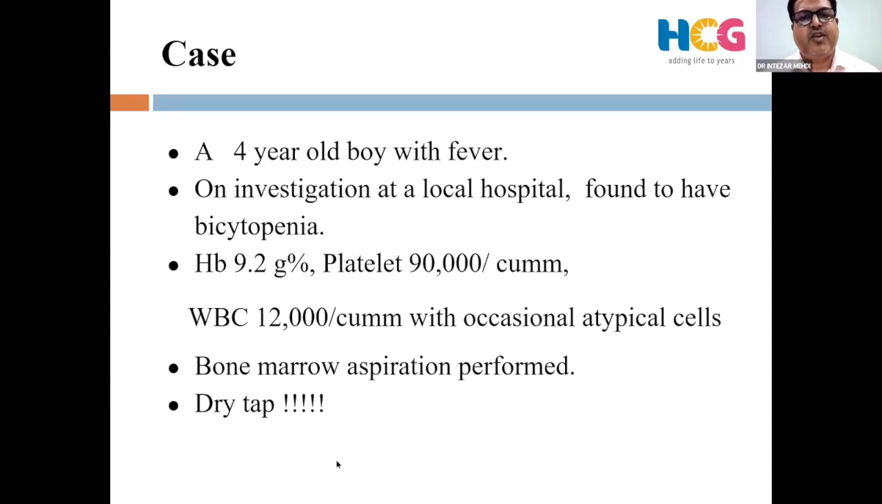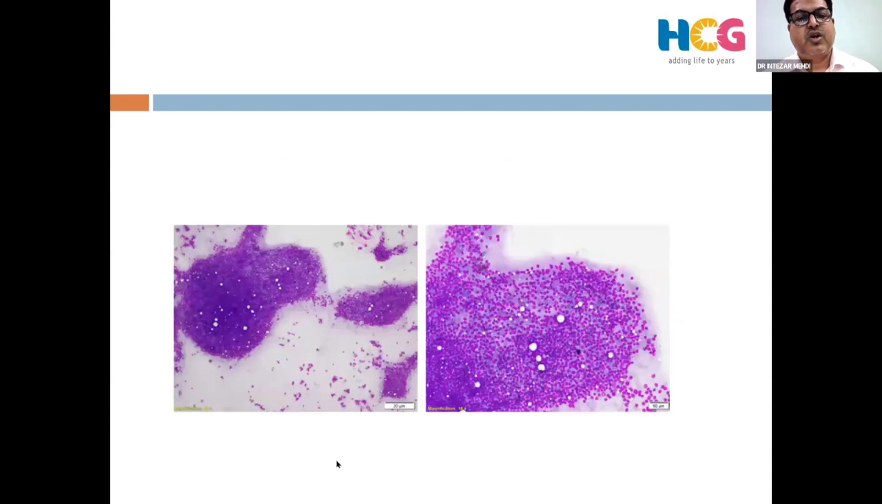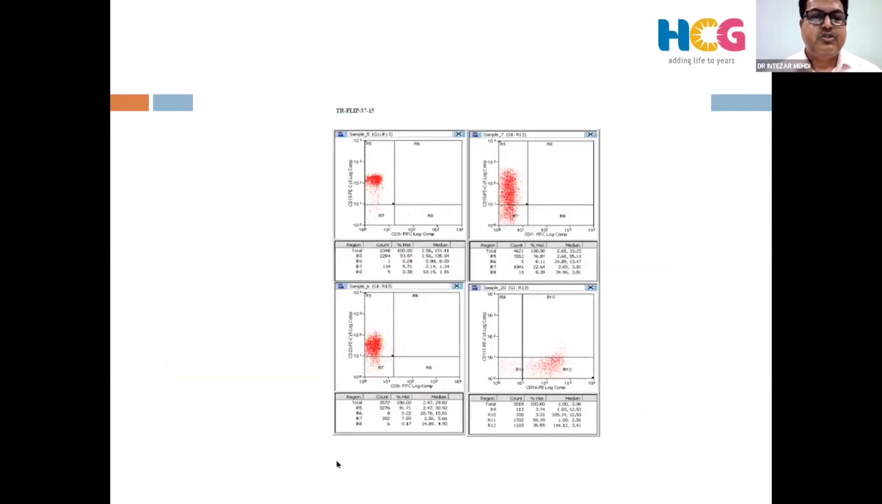This is a 4-year-old boy with fever who, on investigation at a local hospital, was found to have bicytopenia. Hemoglobin is 9.2, platelets are 90,000, WBC is 12,000, with occasional atypical cells. We went ahead and did a bone marrow, but unfortunately, it was a dry tap. As you can see, we are not able to see anything on this. We went ahead and did the flow on the peripheral blood, even though, as you can see, the cell count was very, very low.